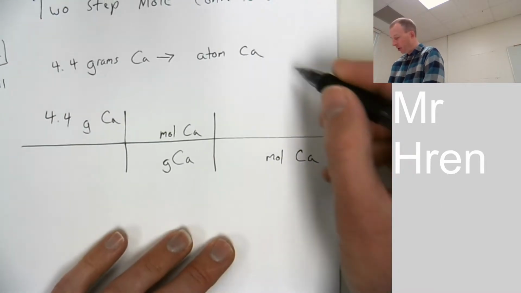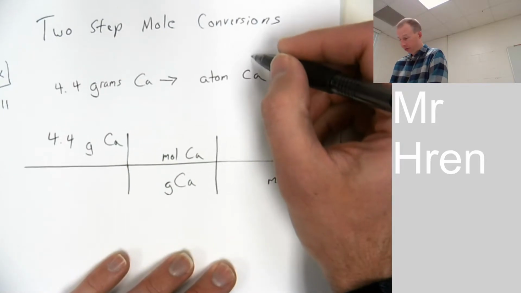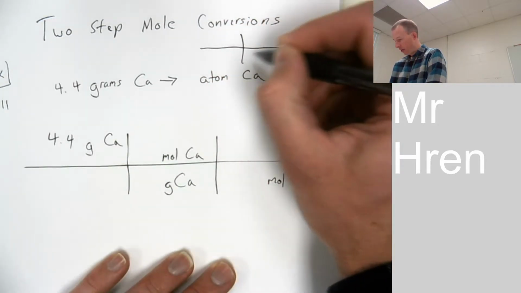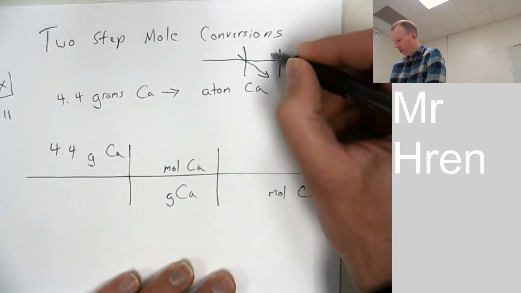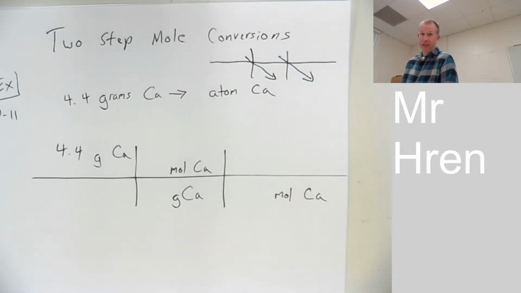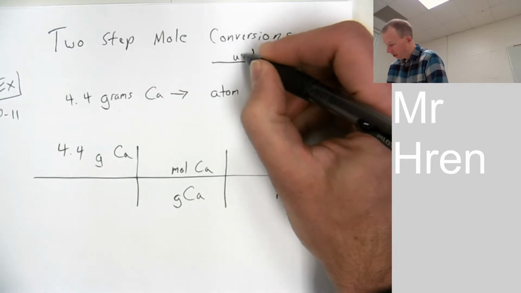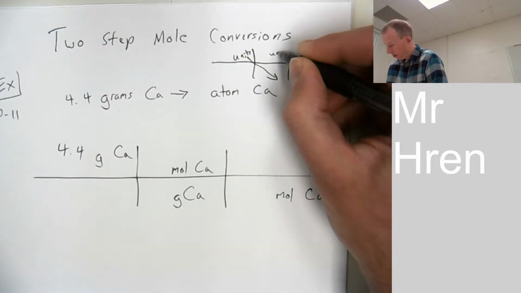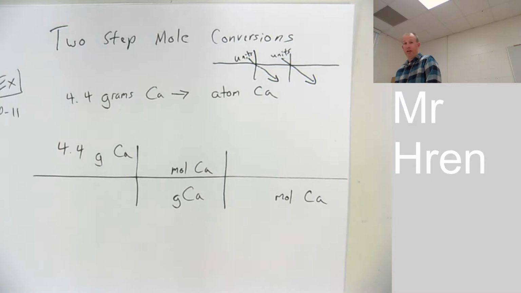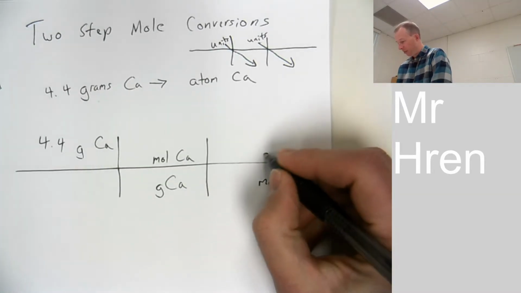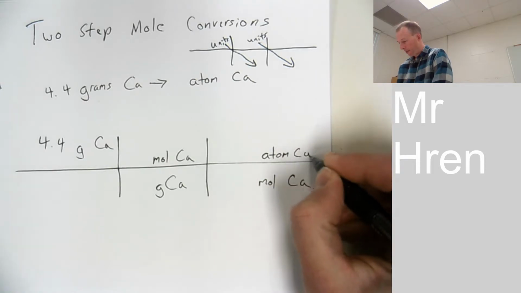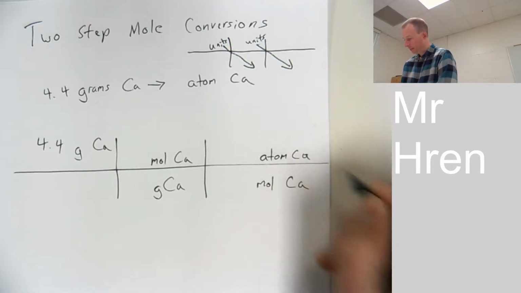here. Remember, let's draw an example chart here. Whatever you put unit-wise, you just copy them down diagonally like that. Okay, remember, the units just always get copied down. So in this case, moles of calcium. And our final goal is atoms of calcium. So we're going to write that up there.